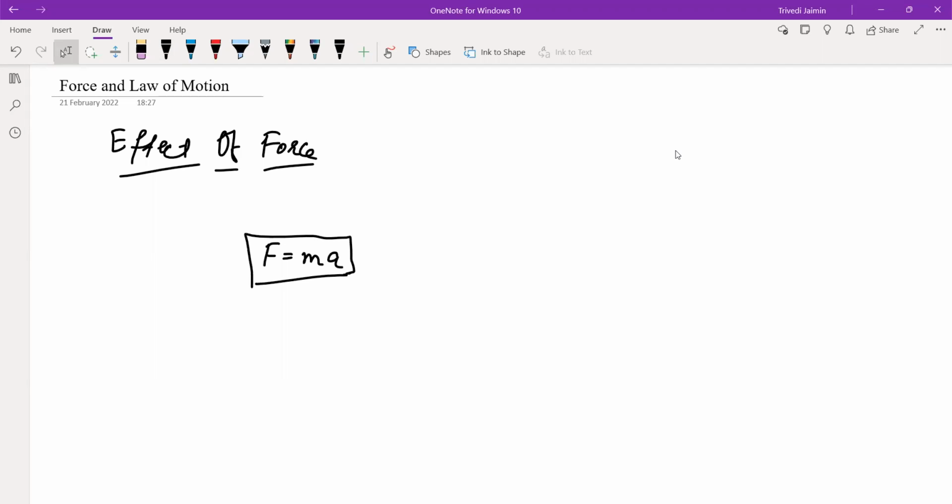Yes, F equals ma. Now, units of force. What are the units of force? Newton. Okay, so 1 Newton equals what? How do we split this 1 Newton?